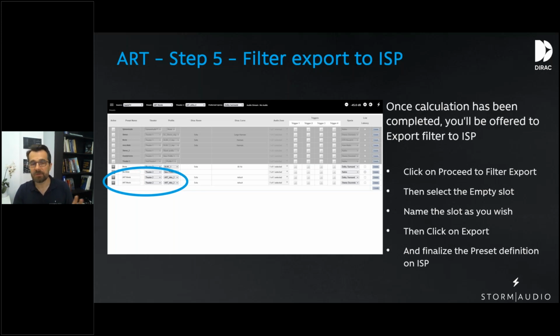One thing very important is that ART requires a lot of filters. We do now have multiple layout systems. So overall, the ISP can have up to 20 Dirac profiles shared amongst all the different layouts that you have. If you start going to 20 profiles, Dirac will not allow you to do a new calibration. So you will have to select some profiles to kill to create new profiles. But 20 Dirac profiles is already a good number.